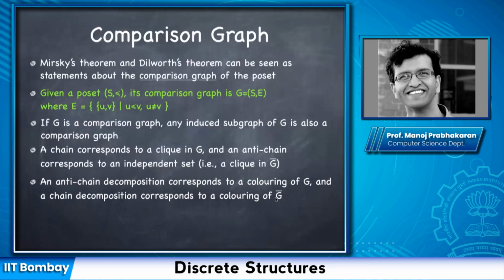And similarly, a chain decomposition corresponds to a coloring of the complement of G. You could think of it as a decomposition into cliques of G. In terms of G complement, there's again a decomposition into independent sets, which is what a coloring is. So a chain decomposition is simply a coloring of G complement.